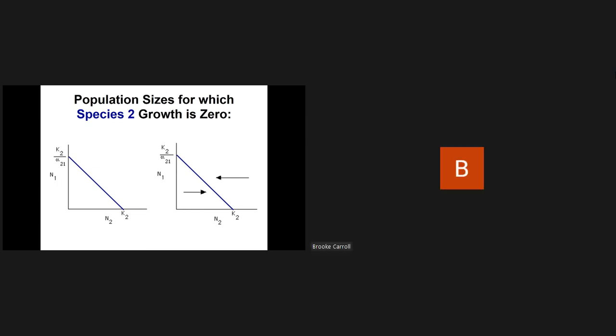When we're above the zero isocline for species two, would it automatically mean that species one could also be declining, or could they be increasing because their carrying capacity isn't reached?